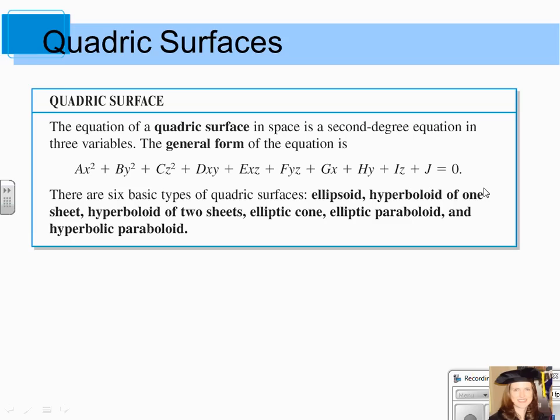Now there are 6 basic types of quadric surfaces, and they are the ellipsoid, hyperboloid of 1 sheet, hyperboloid of 2 sheets, elliptic cone, elliptic paraboloid, and the hyperbolic paraboloid. We're going to get a chance to see all of these types of surfaces in the following slides.